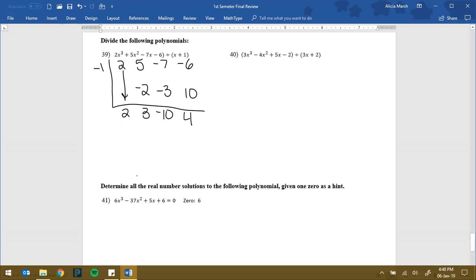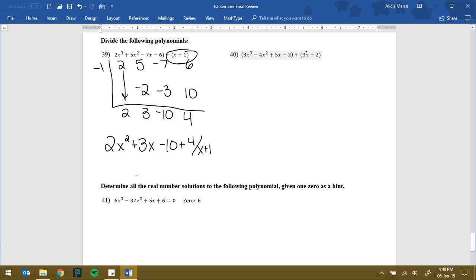So now I've got to translate this. Since it was an x cubed originally, divided by an x, that means this is going to be 2x squared plus 3x minus 10 plus 4 over x plus 1, because the remainder is over what you divided by.